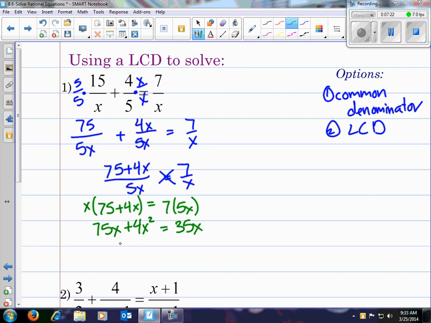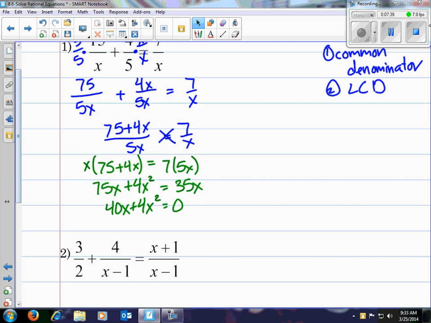So now I need to get my x's together, so I can subtract 35x from both sides. So I end up with 40x plus 4x squared is equal to 0. Now, what I can do, let's slide this down. Now what I can do is I can take out a 4 and an x.